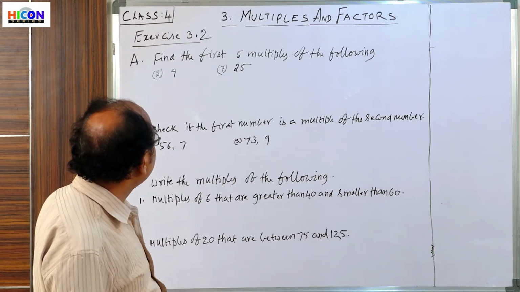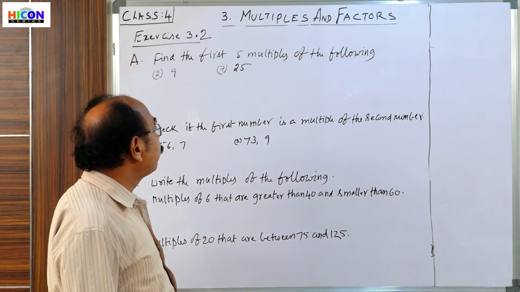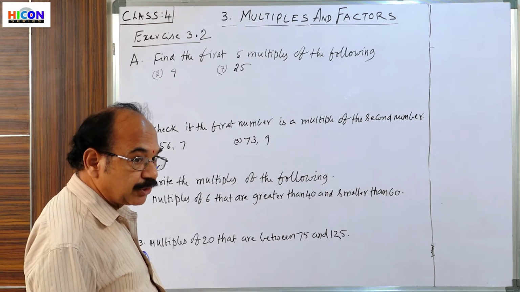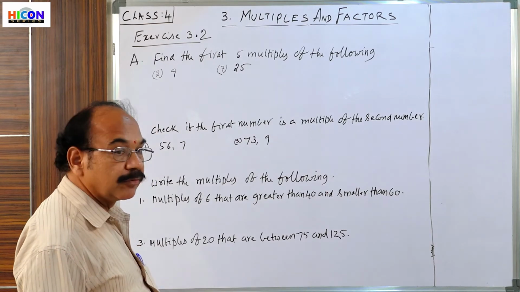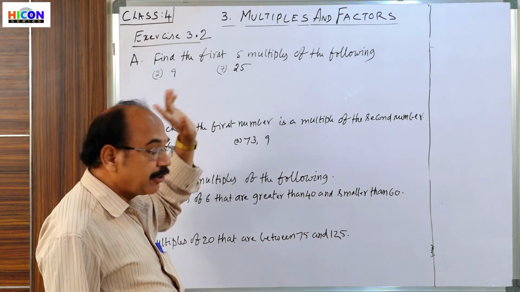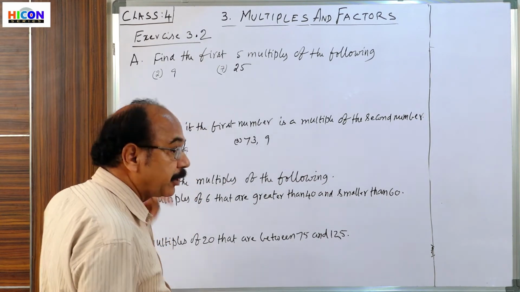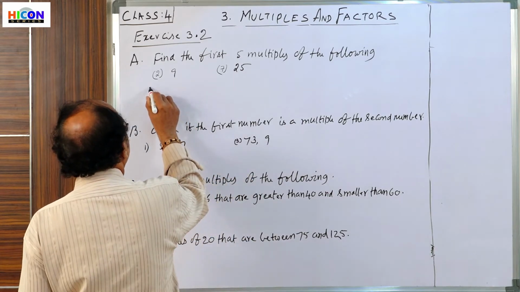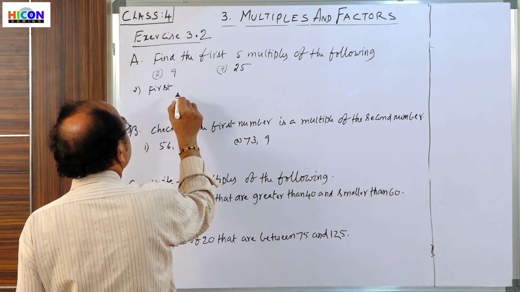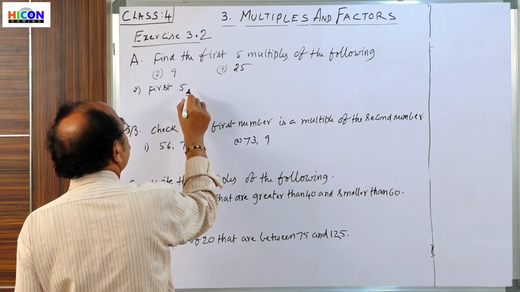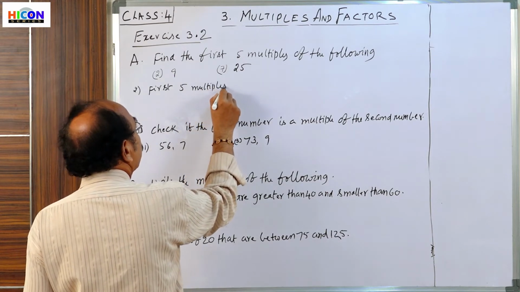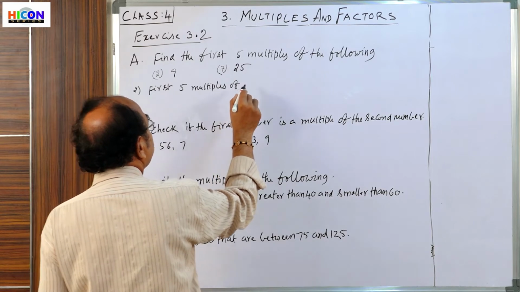In section A, what is given here? Find the first 5 multiples of the following. Take the numbers 9 and 25. First, take the second one: the first 5 multiples of 9.